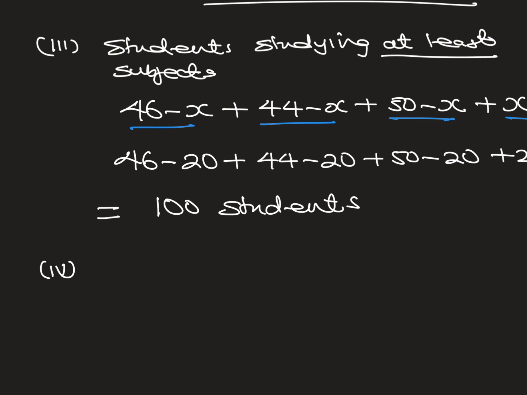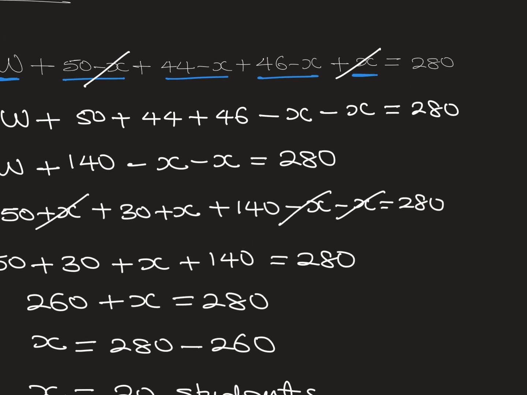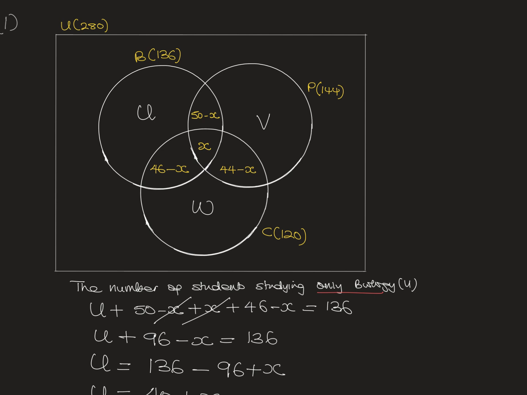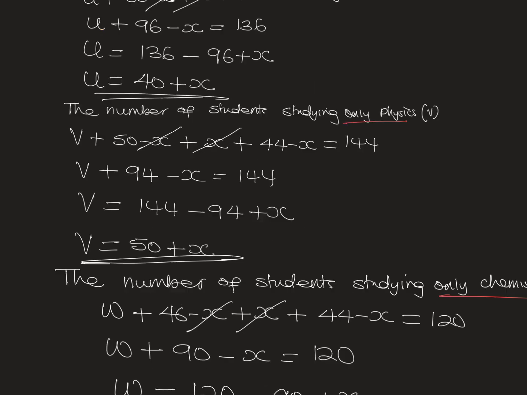Number 4A, the probability that the student studies 2 subjects only. What does that mean? The probability that the student studies 2 subjects only. So from the diagram, what are the ones that are studying two subjects only? We have 46 minus x, 50 minus x, and 44 minus x. So these are the ones studying two subjects only, 46, 44, and 50. Okay?